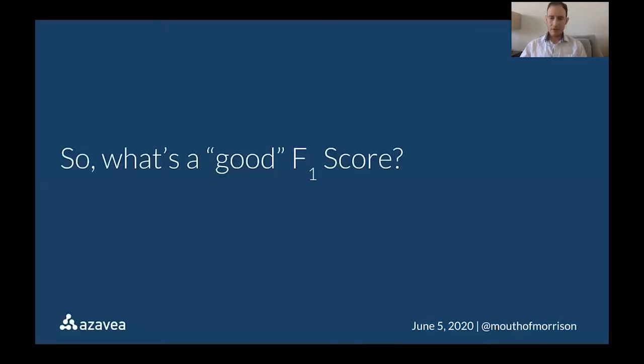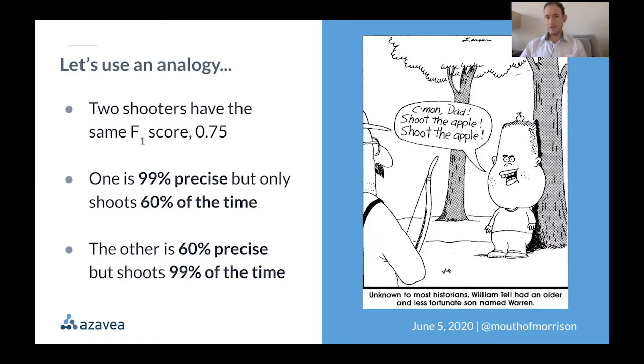So then the next logical question is, all right, what's a good F1 score if we're using F1 score as our measure? And I like to illustrate this with an analogy. So let's say you are having someone shoot at an apple on your head. You can choose between an archer that is 99% precise, but chickens out some of the time, only shoots 60% of the time, and another that is 60% precise. So those arrows are flying around all over the place, but they're going to take that shot every single time.